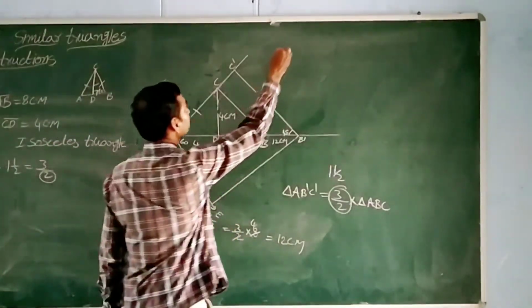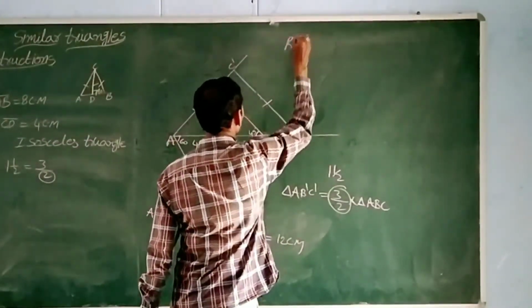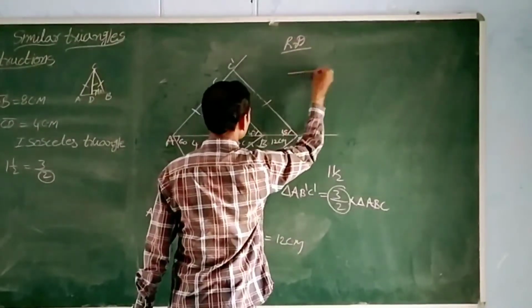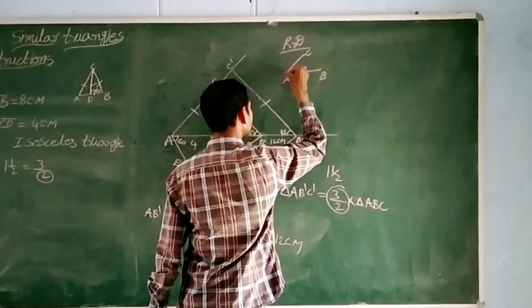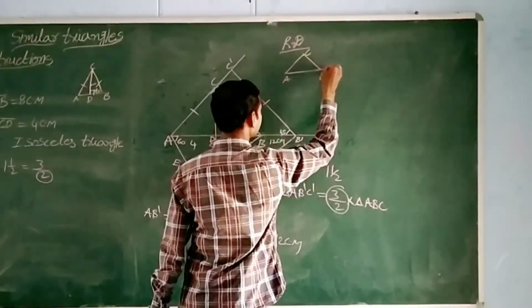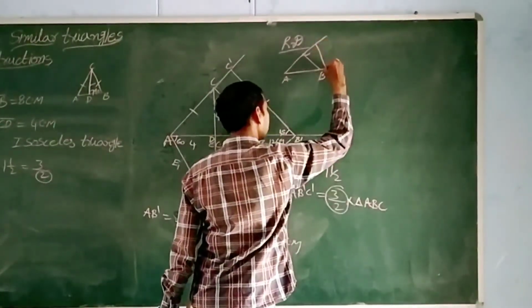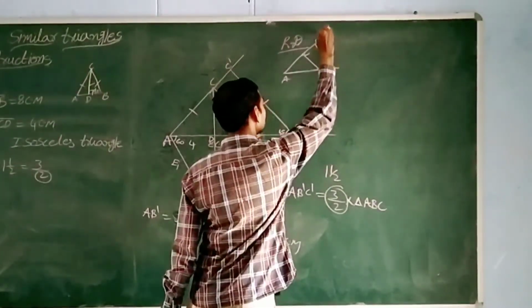After that, you must draw the rough diagram. Compulsory. For every construction like this: AB, AC, BC. Extend here also, B dash, C dash. This is the rough diagram.